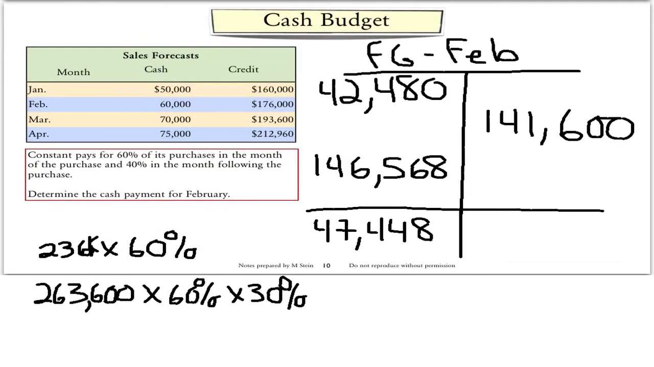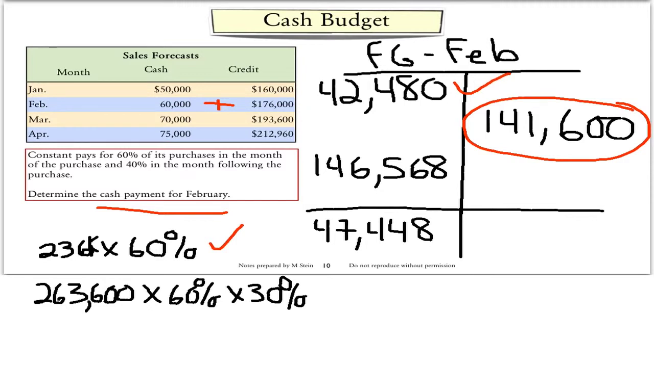To calculate the cash payments for February, we're going to need the purchases in January that we calculated earlier, plus the purchases in February. To get the February purchases, we start with the beginning balance in the inventory that we calculated before. Then we calculate the cost of goods sold, which are the sales times 60%, and that's going to work out to $141,600.